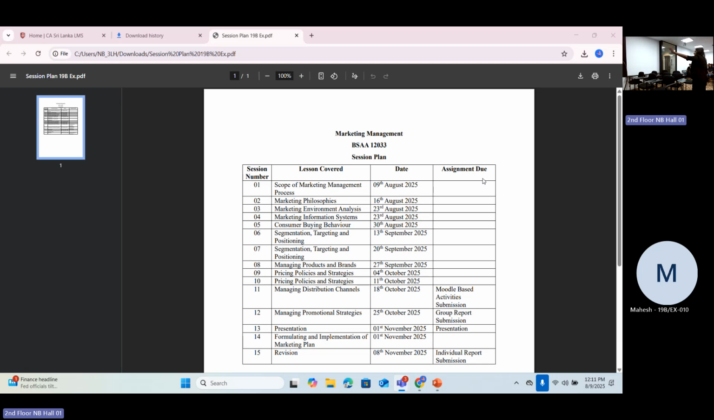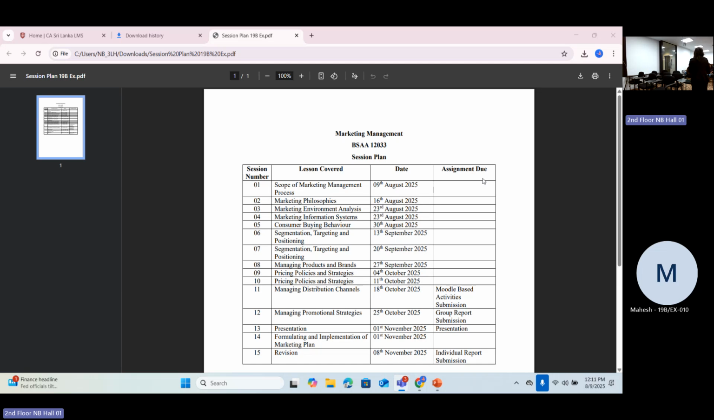We will be having 15 sessions. This is a 3 credit subject, and you will be having assessments. I have mentioned the deadlines. The main one is you will be having a group presentation and group report. I will let you know the assessments in detail by next week. For the moment, remember you will be having a group presentation and group report.